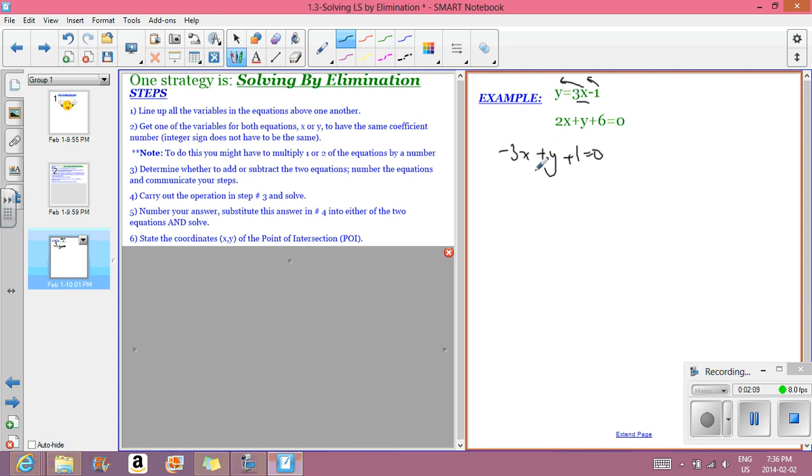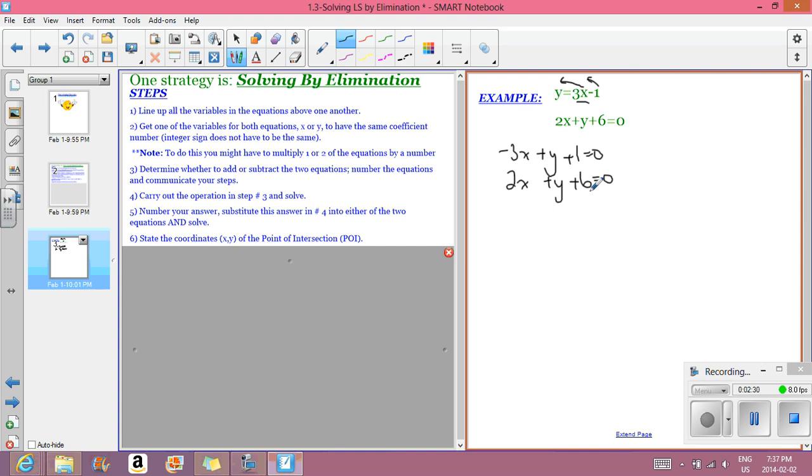And then this equation is exactly the same. So we have 2x, and then we have plus y plus 6 = 0. So we have our two equations above each other. The x's are lining up on top of each other, the y's are on top of each other, and the numbers are on top of each other, and the equal signs as well. Now we can move on to step 2.